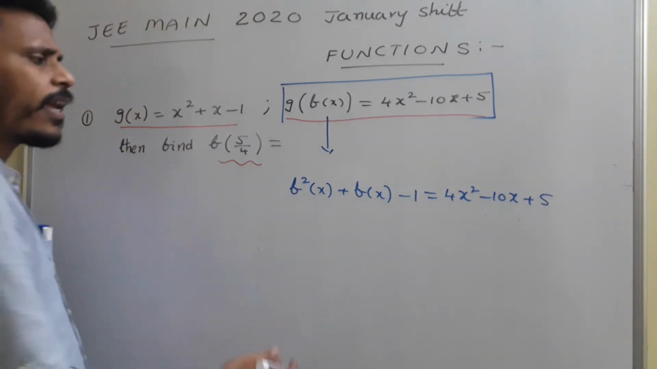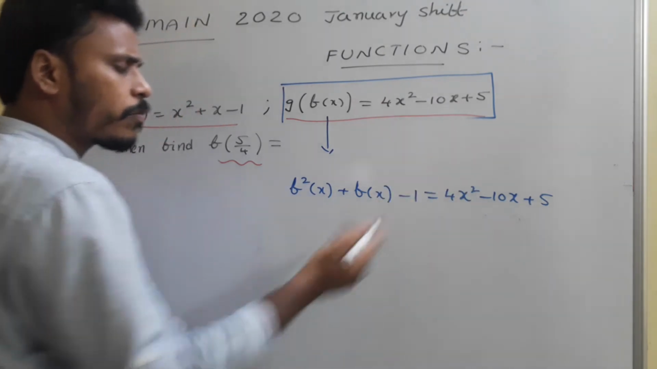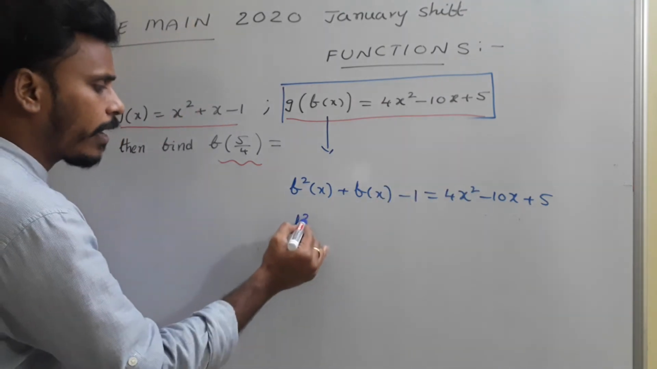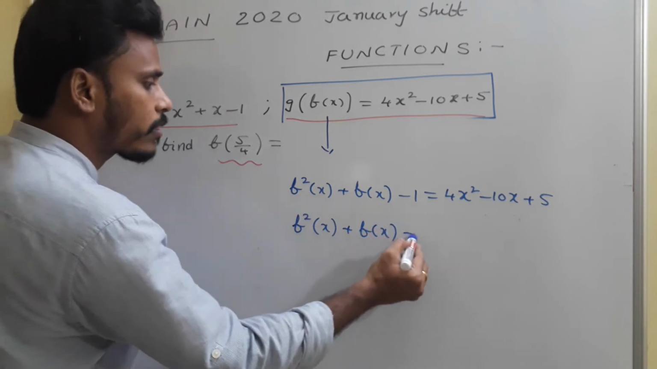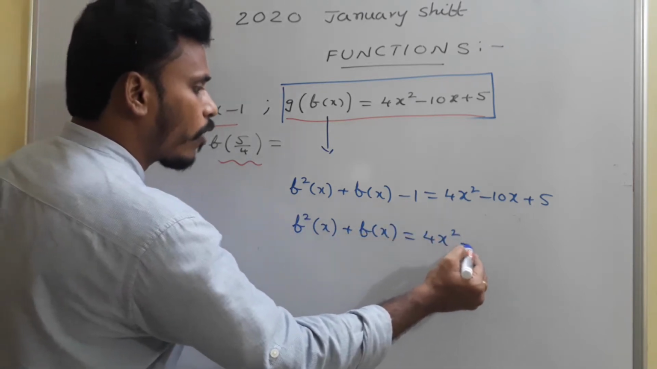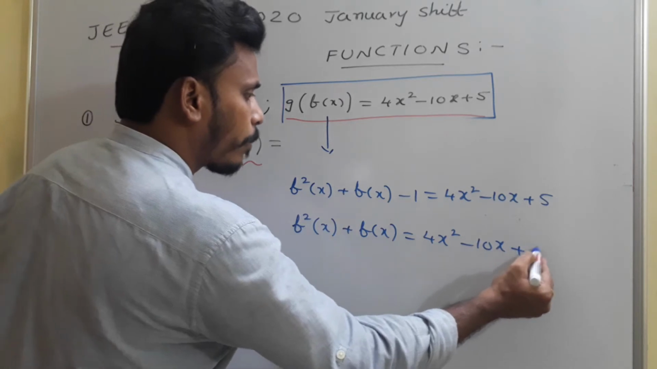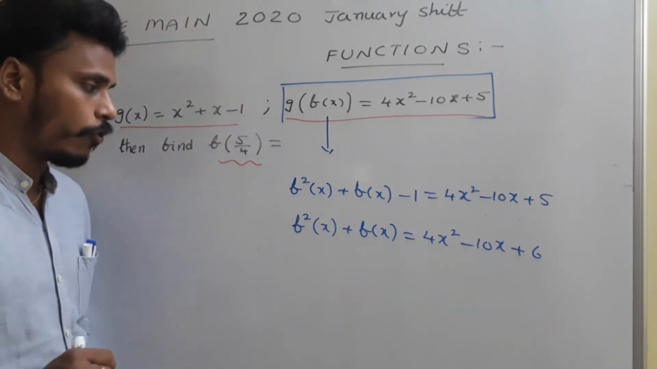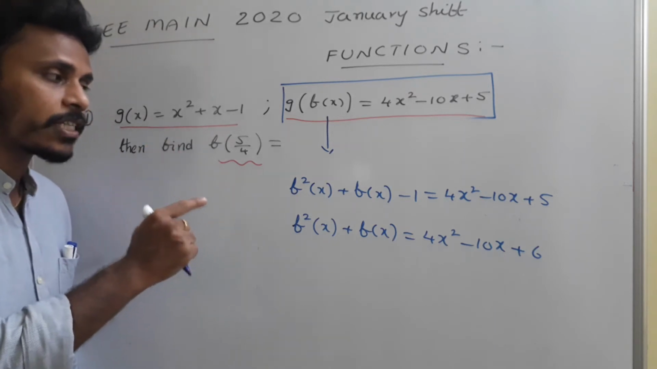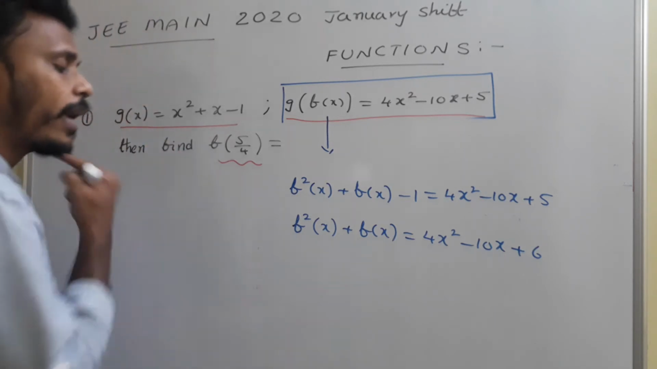Okay. Here again the same logic actually. Send this minus 1 that side. If you send minus 1 that side, you will get that f square of x plus f of x is equal to 4x square minus 10x plus 6. Since I need to calculate f of 5 by 4, again we just replace x with 5 by 4 and we need to calculate.